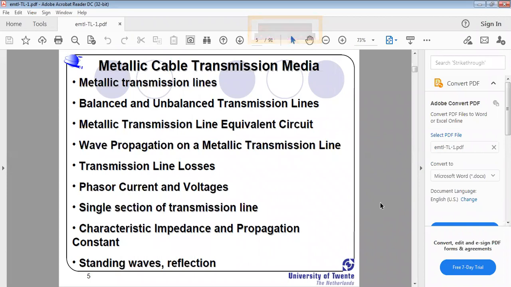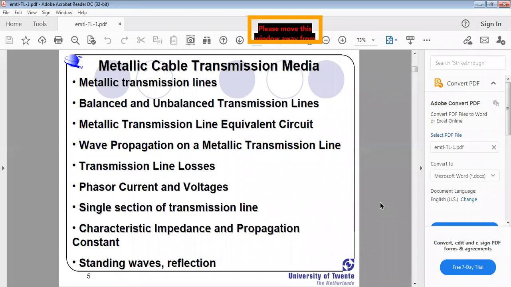What are the different types of losses that exist during the propagation of electromagnetic waves in the transmission line? Copper losses, iron losses, eddy current losses. Some of the transmission line losses are there; we will discuss them later.